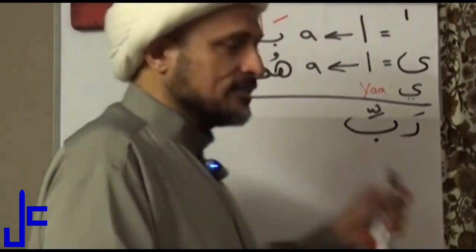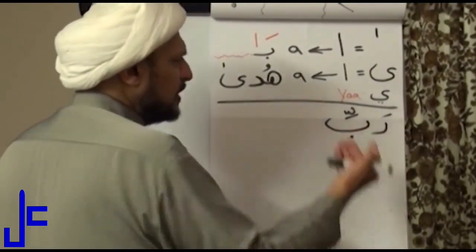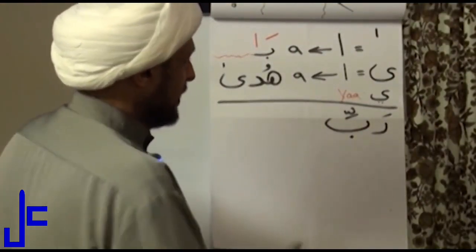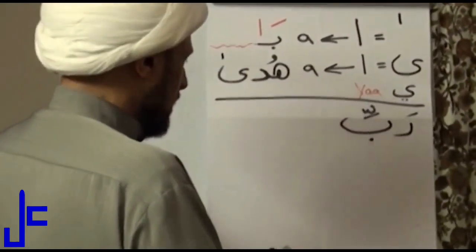How? Look at this one. Rabbi, Rabbi. See, Rab, one B, another B. Rabbi. There are two B's. I only see one ba there. How do you pronounce that double B? Yes, because the shadda tells me how.